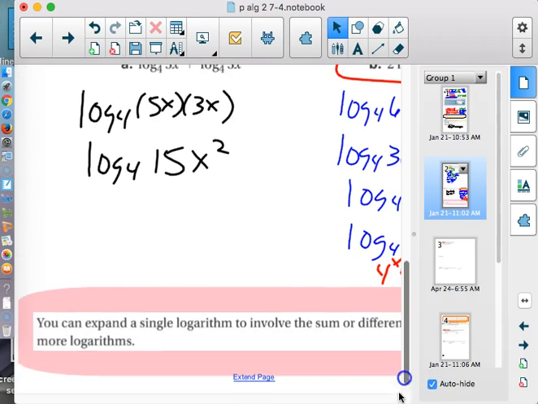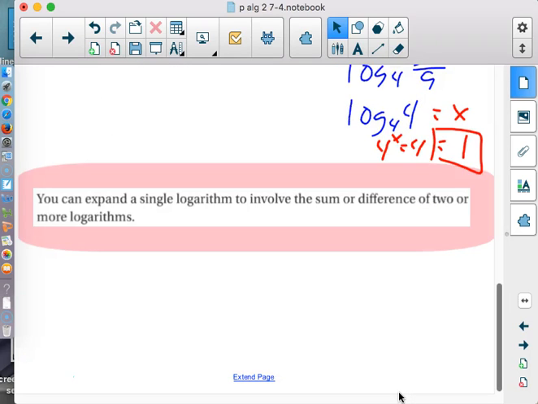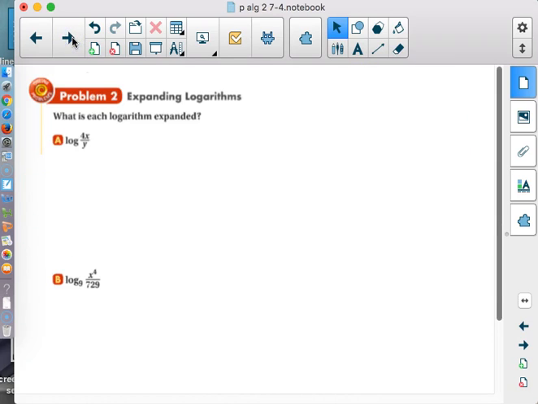All right, so down here at the bottom, one last thing. That's taking something bigger, making it smaller. We can also go backwards. We can take something small and break it apart into something bigger, because sometimes in calculus you need to be able to do both of those operations. So we're going to break these apart. What is each logarithm expanded? So taking it as one logarithm statement and making it into multiple logarithm statements.